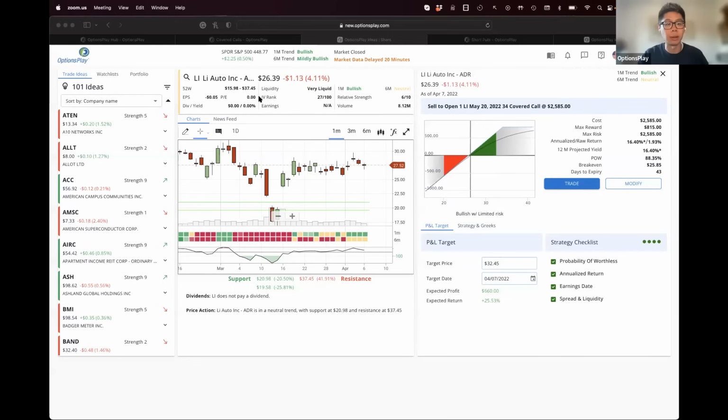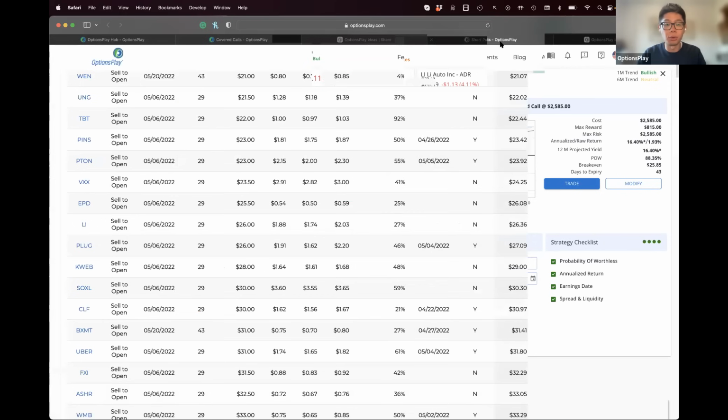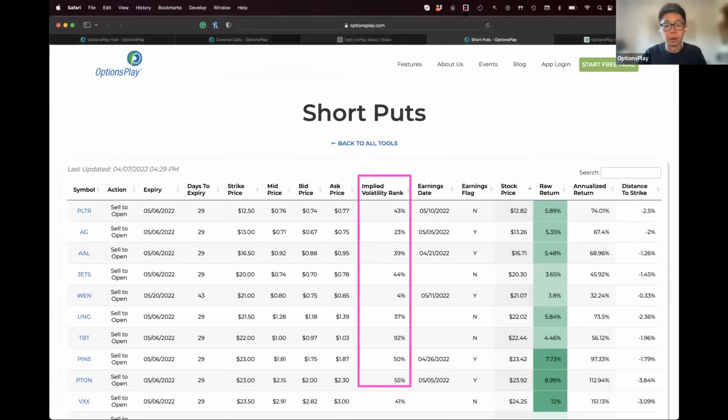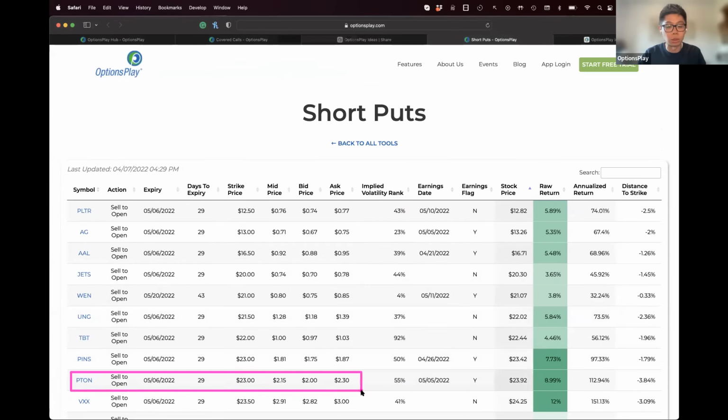When you log into OptionsPlay, for any symbol that you type in, there is an IV rank indicator that tells you, on a score of 0 to 100, where the stock's current implied volatility is relative to its historical range. The closer it is to 100, the more it is towards the upper bound of the range. The closer it is to 0, the closer it is to the lower bound of that range. You can find that on your platform, and it is also on both the covered call and short put reports, in the implied volatility rank column here, which tells you where the stock currently is relative to its own history.